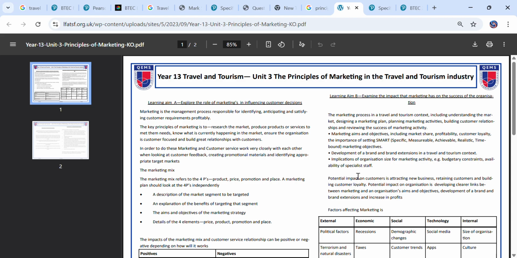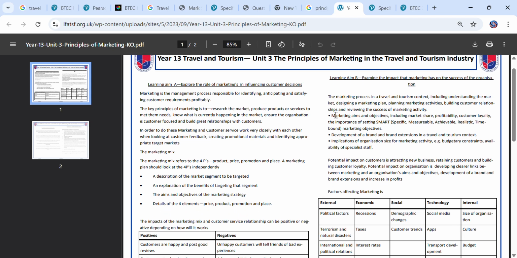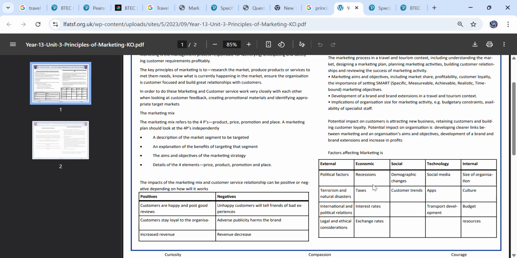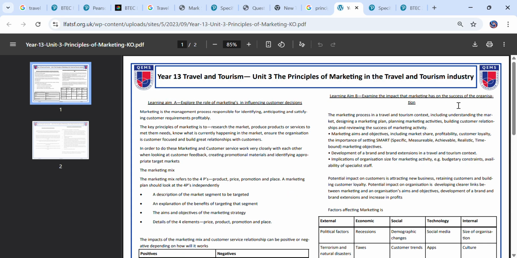And then you've got learning aim B, so you've got different learning aims. Right now you've got the importance of SMART: specific, measurable, achievable, realistic, time-bound, and all these things. So potential impact on customers, attracting new businesses. So you're gonna basically talk about all the external, economic, social, internal factors. So normally what you do in learning aim A is you're basically doing it in a Word document. This is what we did for school.